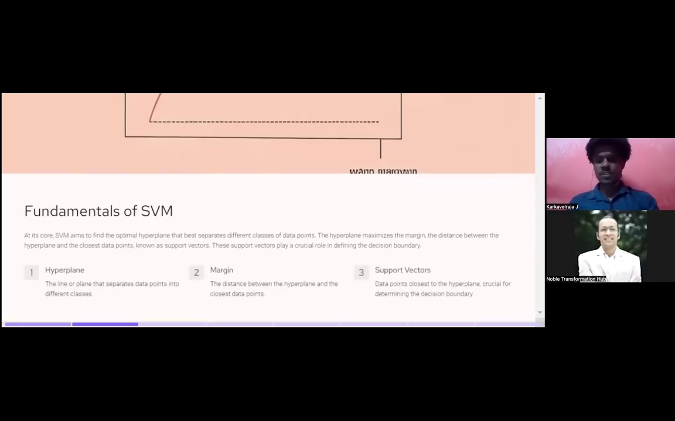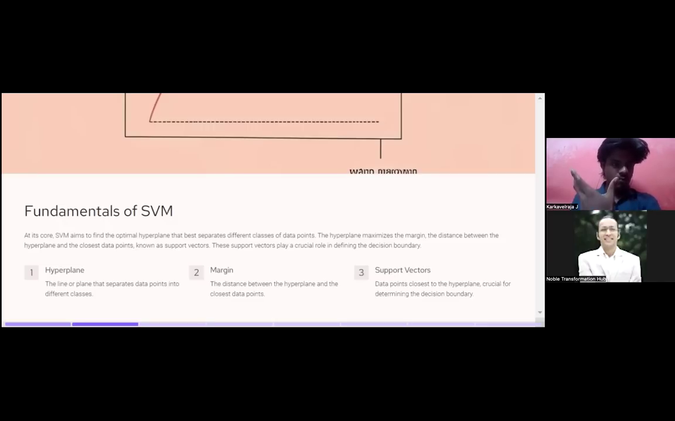Okay, let's see what are the fundamentals of support vector machine. I have said, right, support vector machine is also a mathematical algorithm that fixes a data point and then we can move for the classification or regression task. Let's see what the fundamentals of support vector machine are.